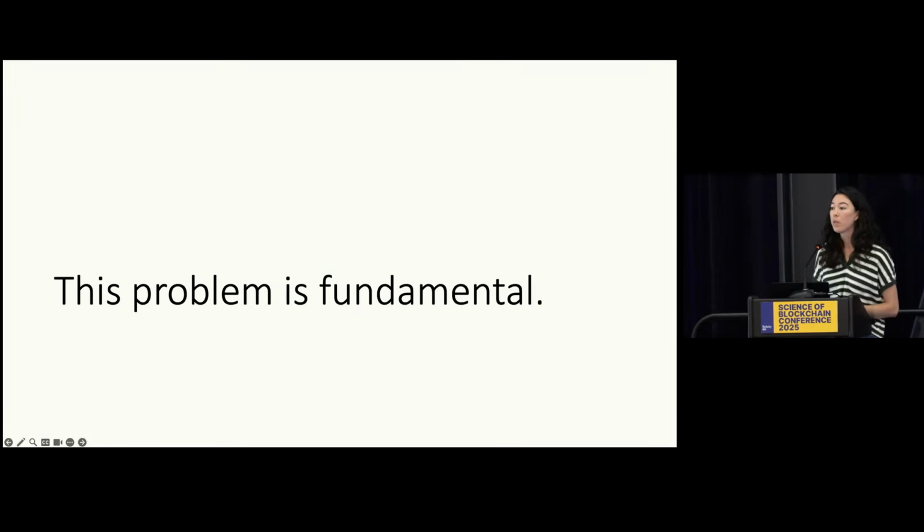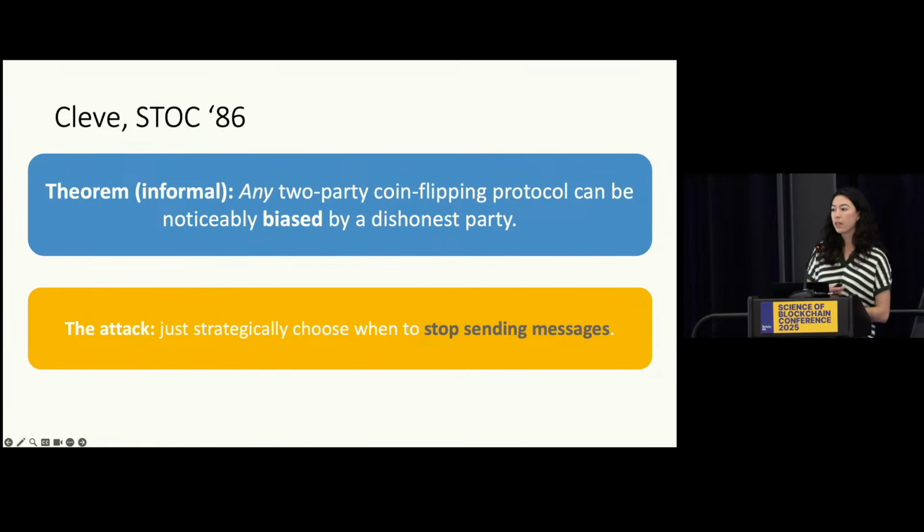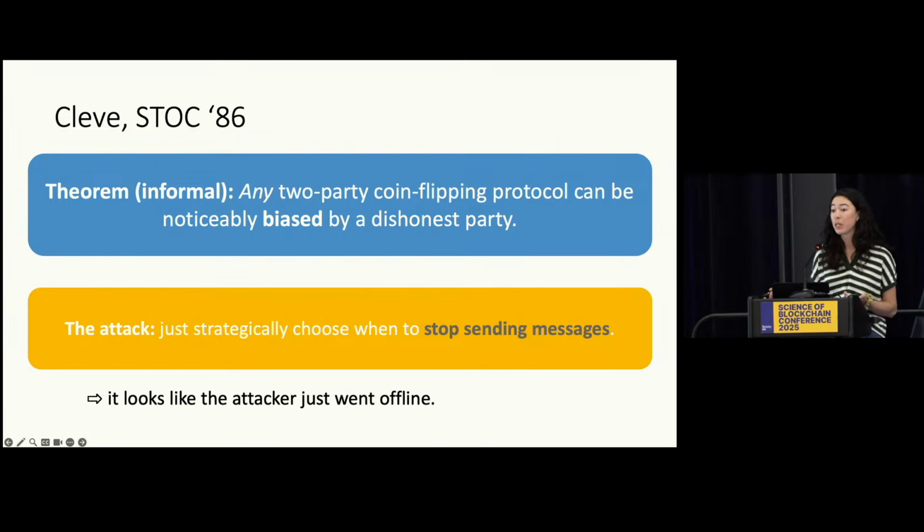So by doing this, he can ensure that the output of the beacon is never 0. And it turns out that this problem is actually fundamental. There's no way to design cleverer protocols to overcome this. Cleve showed in '86 that any two-party coin-flipping protocol can be noticeably biased by a dishonest party. So there's always some attack that Bob can perform that induces a bias. And the attack that Cleve shows is very similar to the one that I just showed. Bob just strategically chooses when to stop sending messages. And this basically looks like Bob just went offline. So it's hard to tell the difference between this kind of attack and an honest network failure.